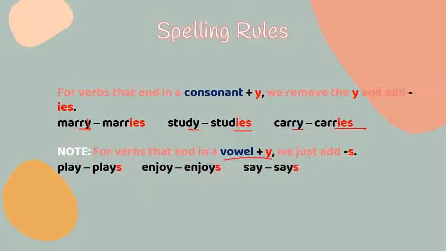Note, for verbs that end in a vowel plus y, we just add s. When the verb ends with vowel then y, I just add s. Example here: play, I have vowel then y, so I add s only. Enjoy, I have vowel then y, so I add s only. Say, I have vowel then y, so I add s only.